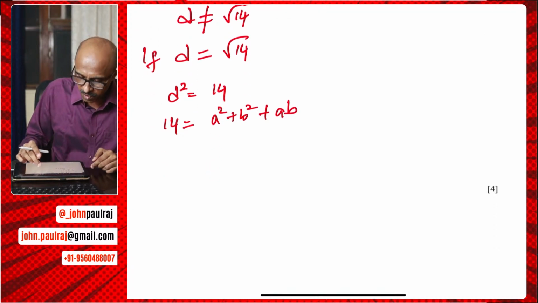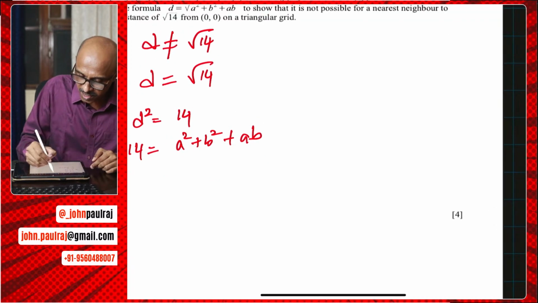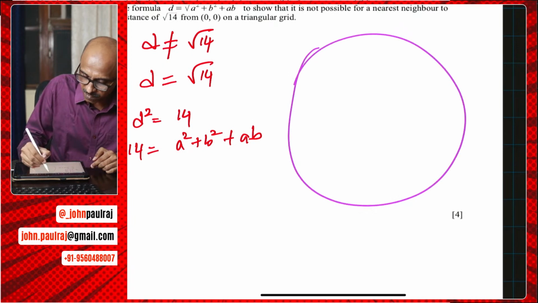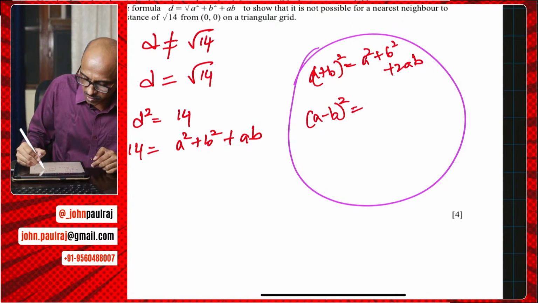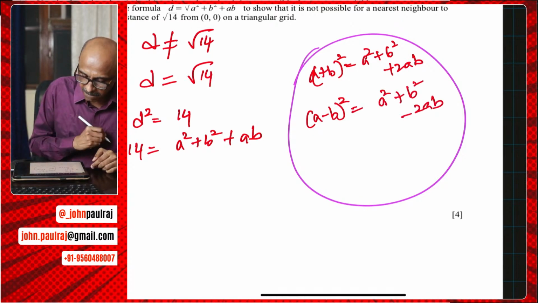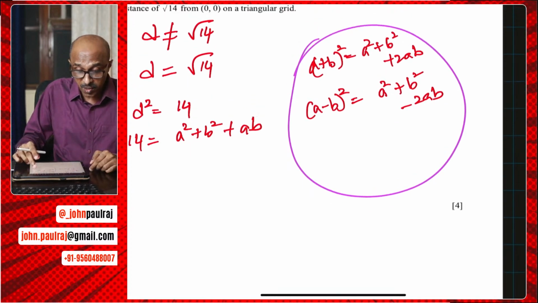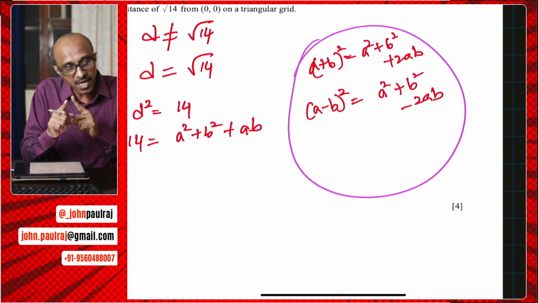Correct? Now, let's try and complete the square. That's the only thing I can think of. We have these two formulae. We know that a plus b the whole square should be equal to a square plus b square plus 2ab, or a minus b the whole square should be equal to a square plus b square minus 2ab. Let's try and see what we can do with those formulae, because we just have a square plus b square plus ab.